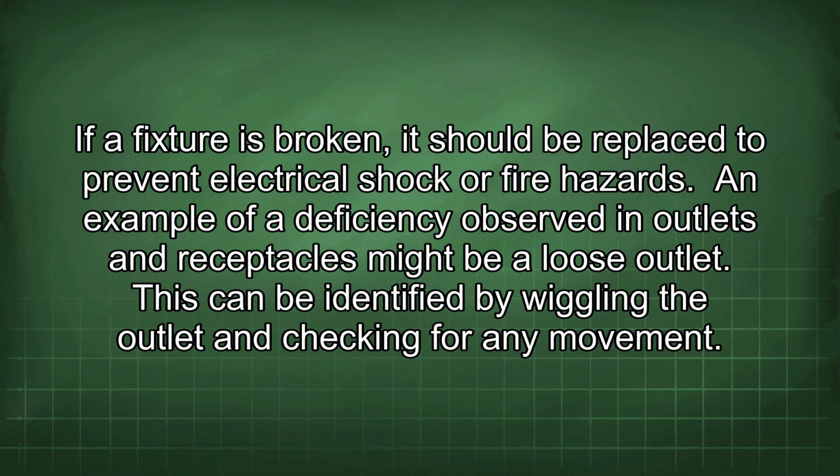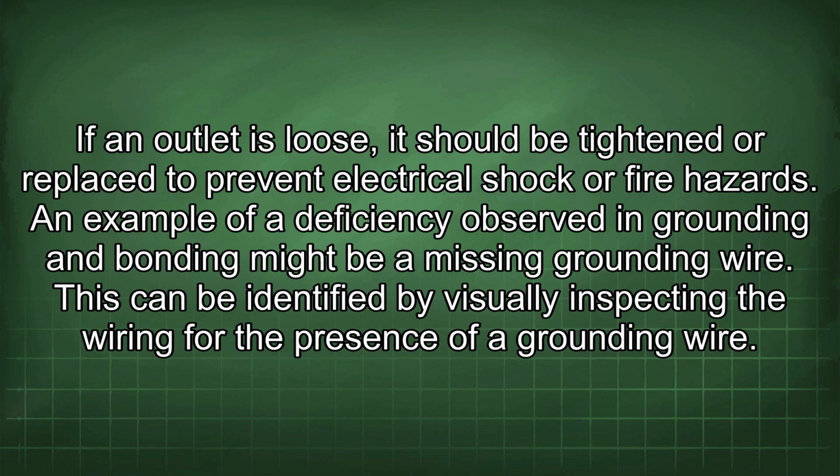An example of a deficiency observed in outlets and receptacles might be a loose outlet. This can be identified by wiggling the outlet and checking for any movement. If an outlet is loose, it should be tightened or replaced to prevent electrical shock or fire hazards.